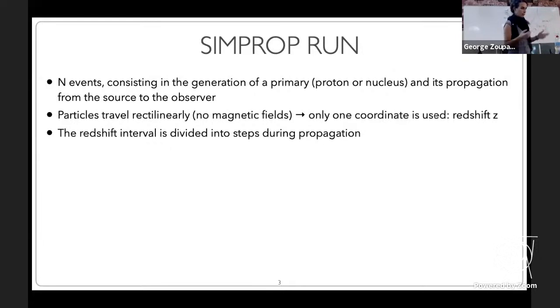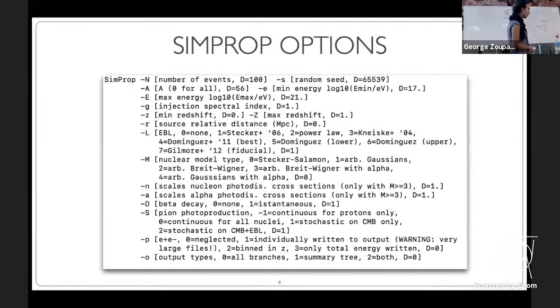I could list a lot of characteristics, but I think it's much more fun to try to use it. We have a lot of options to choose from. We can choose the energy, the position, and the mass. We can choose every kind of isotope, from protons up to iron-56, as the primary mass, and then follow basically the whole propagation.